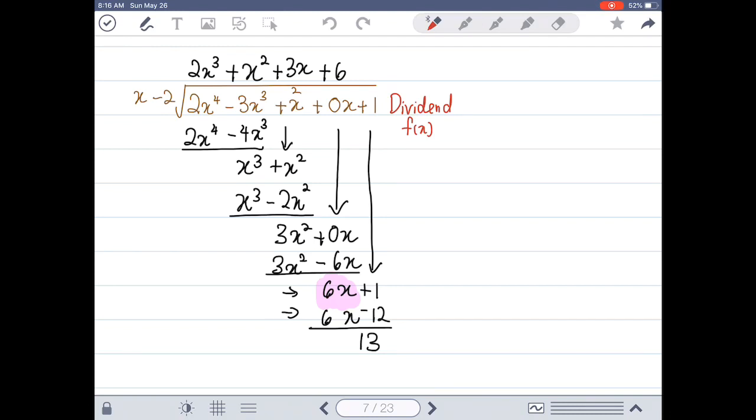And here is the divisor, or x minus a. And on top here is the quotient, which is just q of x. And down here is the remainder, or r.